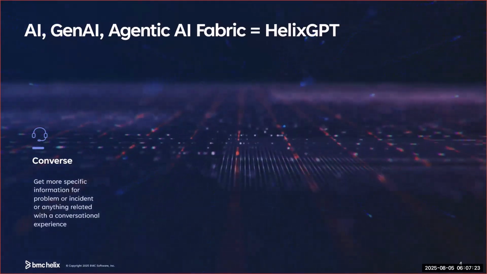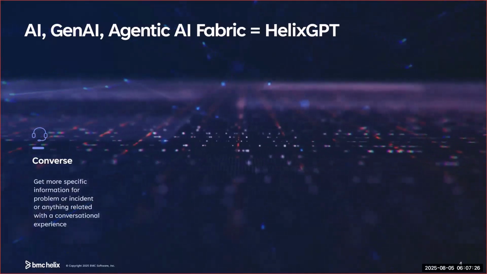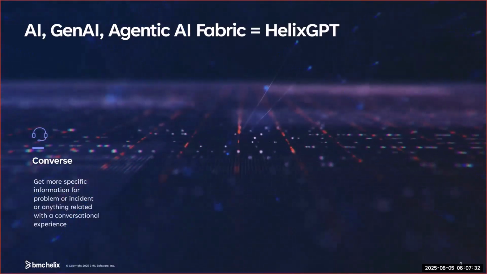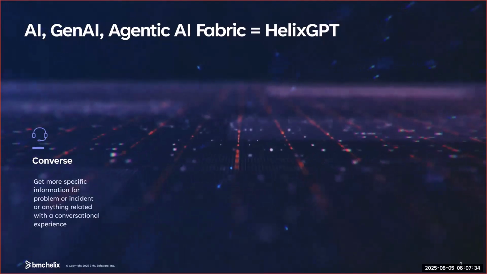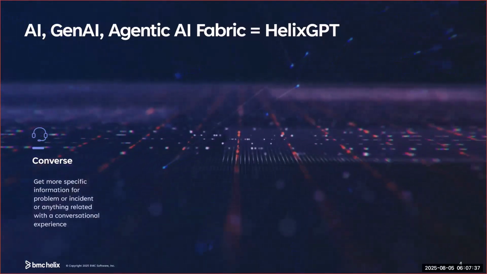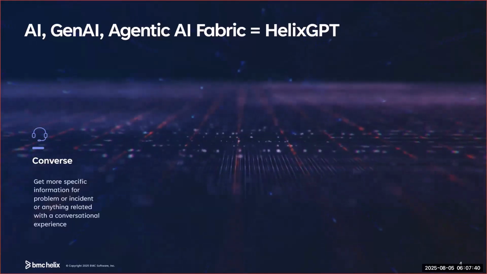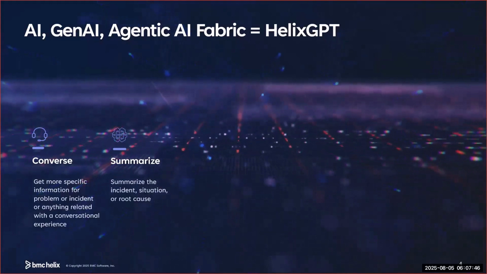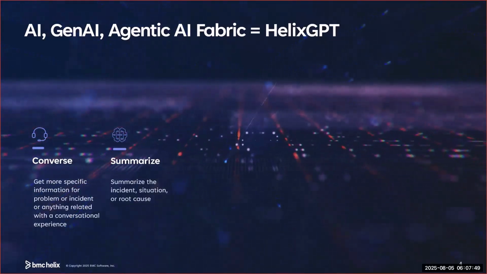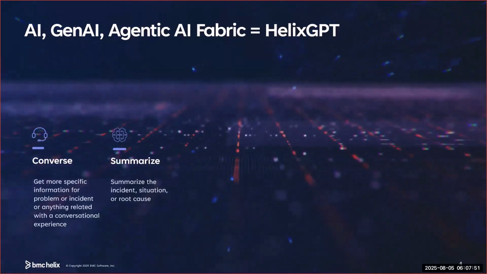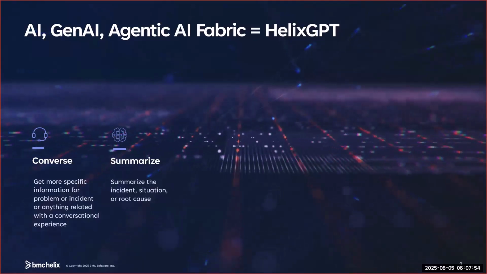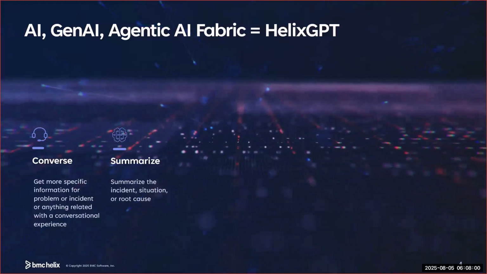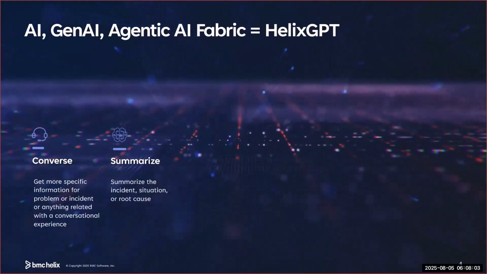The Helix GPT AI Fabric leverages agentic AI to deliver a fully connected, end-to-end service ops conversational experience. It enhances the user experience by allowing employees to ask questions such as, what is my company's vacation policy? And it provides real-time summaries to help answer these questions. For example, for agents as well as site reliability engineers, it can explain that a banking application is slow due to a network switch dropping packets.